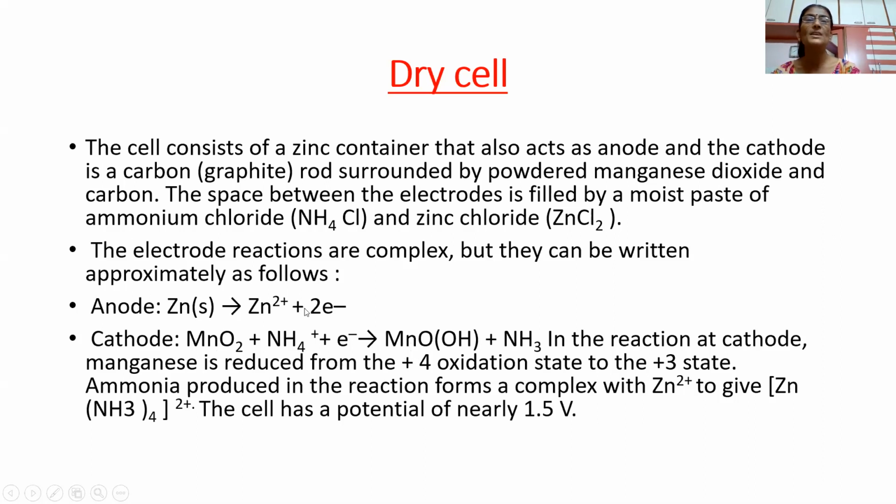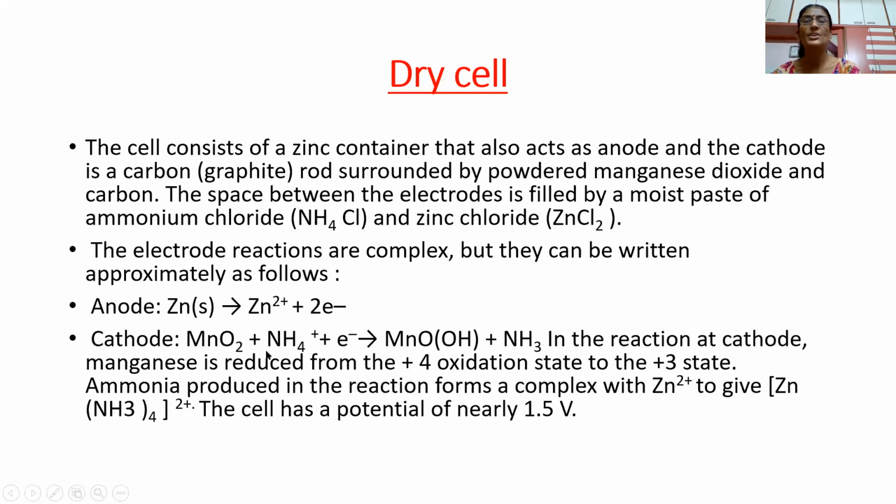Now this Zn2+, which is obtained at the anode, combines with ammonia, which is released at the cathode, and forms a complex, Zn(NH3)4 2+. This cell has a potential of nearly 1.5 volt. So it is used to run small apparatus like a wall clock. They are used in transistors, in toy cars, and in small instruments. This cell can be used. This is known as the dry cell.